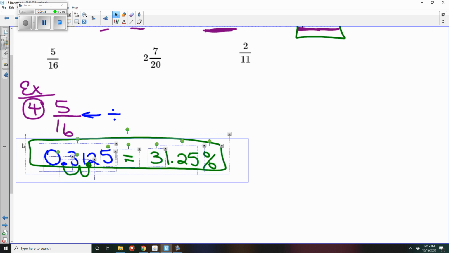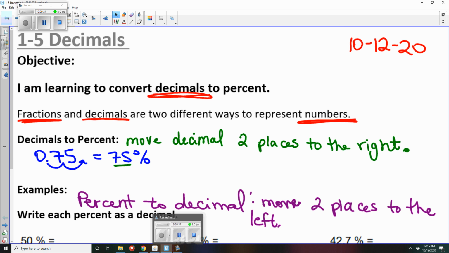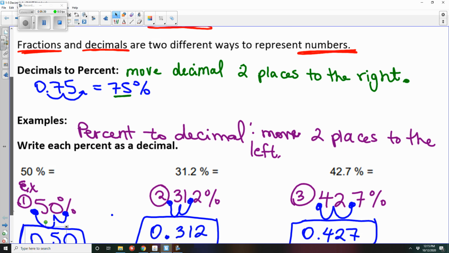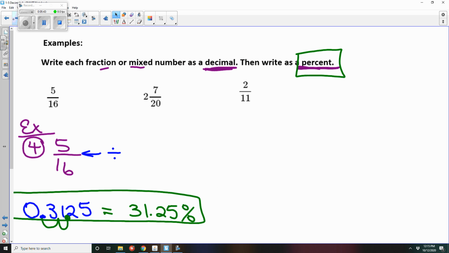And I always like to pull this up and remind people, when you go from decimal to percent, the number gets bigger, whereas when you go from percent to decimal, the number gets smaller. So there's different ways to remember. If you can't remember left and right, just remember number gets smaller, number gets bigger. That'll be helpful. All right, our fifth example is a mixed number, 2 and 7/20.